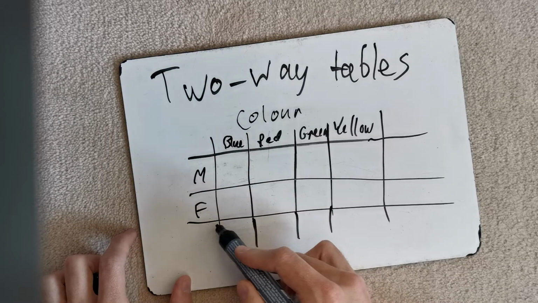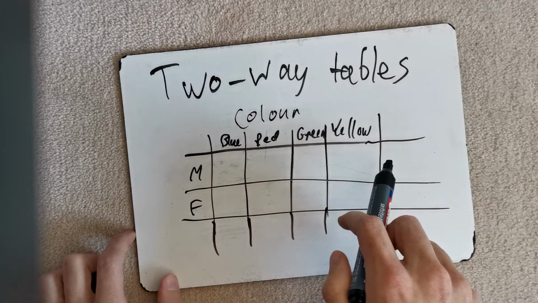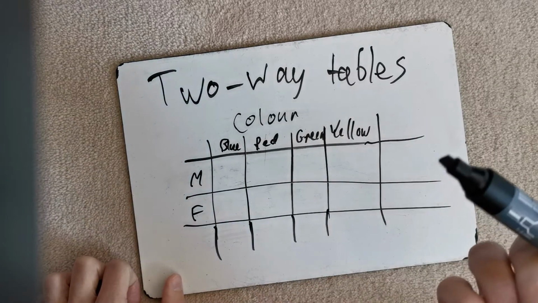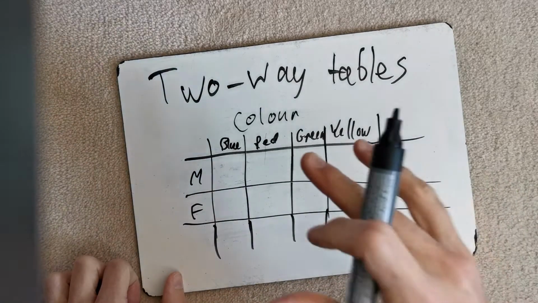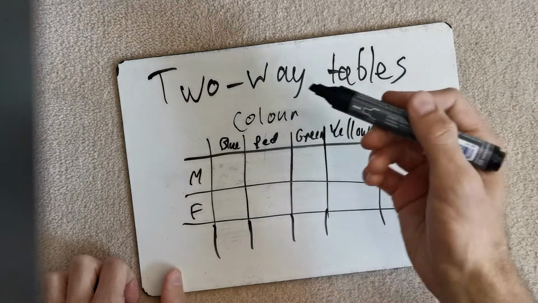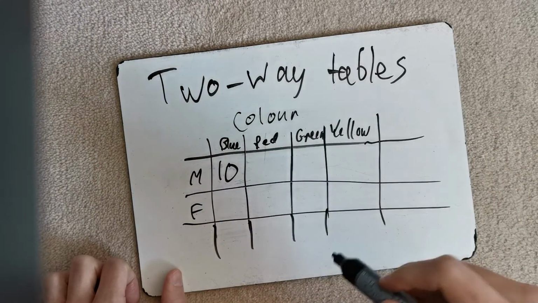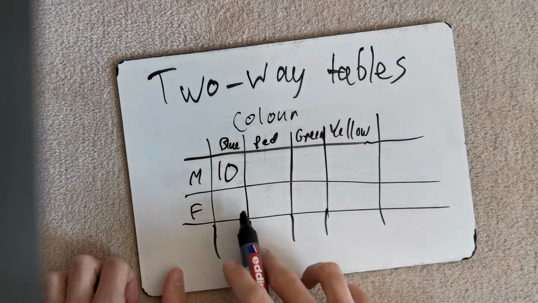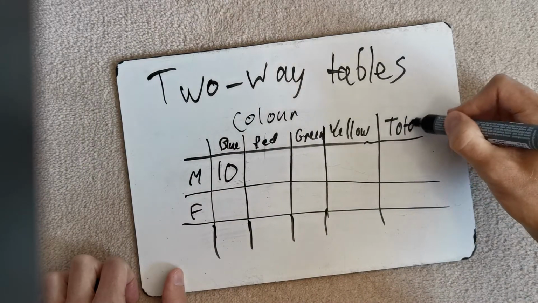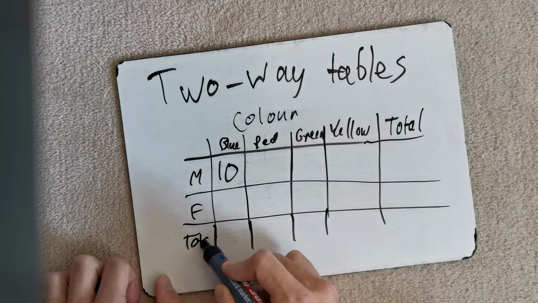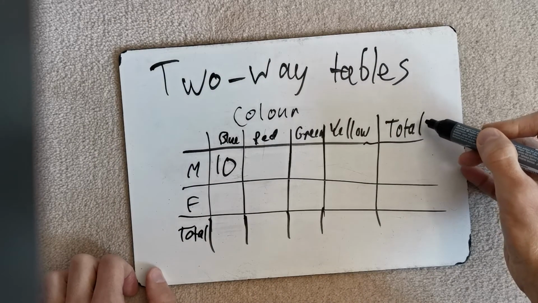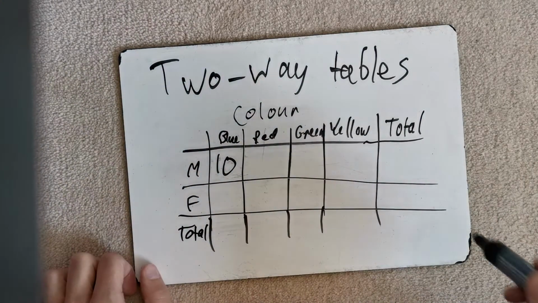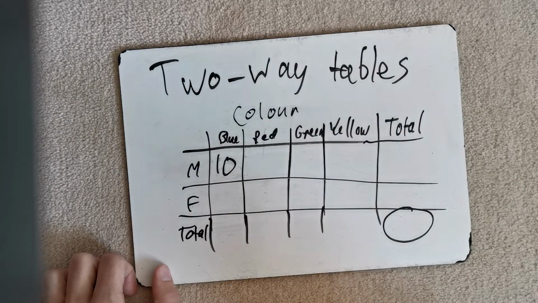It's just a way of representing information. You can have either percentages in here, or most of the time it's actually just the absolute number of people. So it could be, I don't know, 10 males prefer blue, for example. So these will be filled with information, and these at the end will always be totals. You'll have total at the end in this column, and in this row at the bottom. Always going to be the case, and this is always going to be a grand total at the bottom.